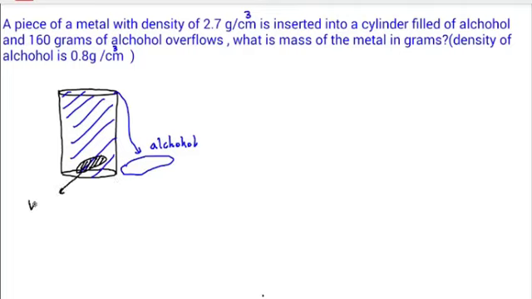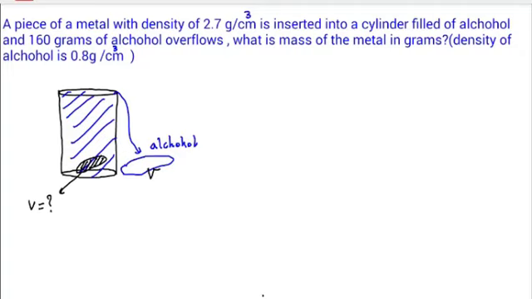The question states that 160 grams of alcohol overflows. You should pay attention that the volume of the alcohol which is out of the cylinder is equal to the volume of the object, not the mass of the alcohol that is out. So, since the question has given us the mass of the alcohol which is out, which is 160 grams, we should use the density equation and find the volume of the alcohol out, which is equal to the volume of the object inside the graduated cylinder.